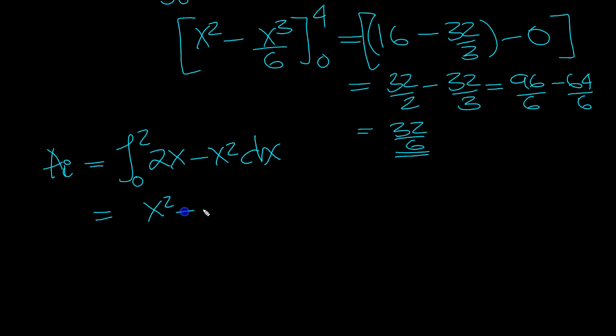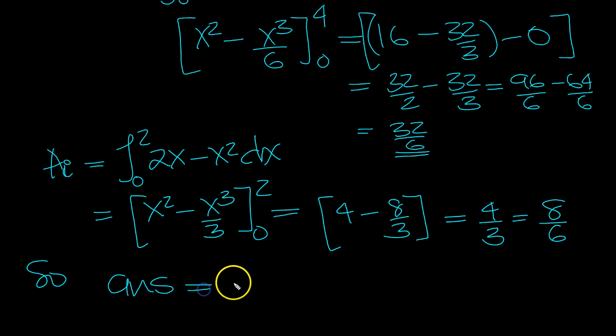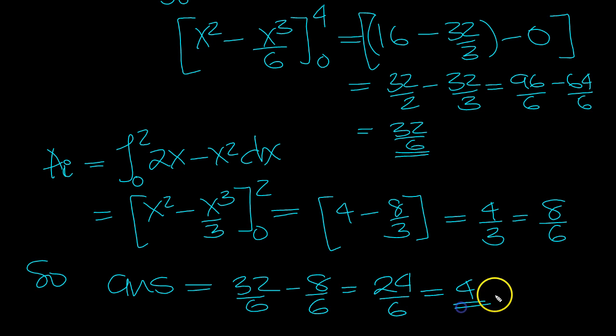Which is x squared minus x cubed over 3, between 0 and 2. So this would be 4 minus 2 cubed, which is 8 thirds. 12 thirds minus 8 thirds is 4 thirds, which is 8 sixths. So the answer will be the difference between the two, as we said. 32 over 6 minus 8 sixths is 24 sixths, which is 4, which is what the answer asks for.